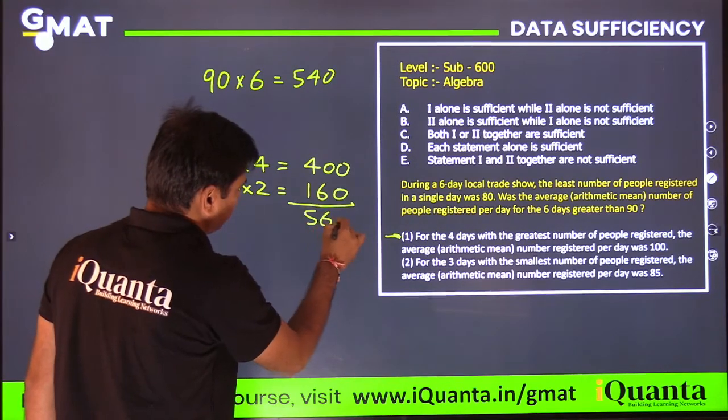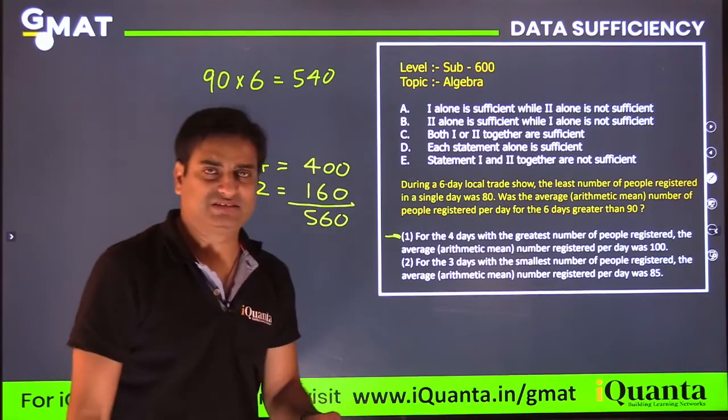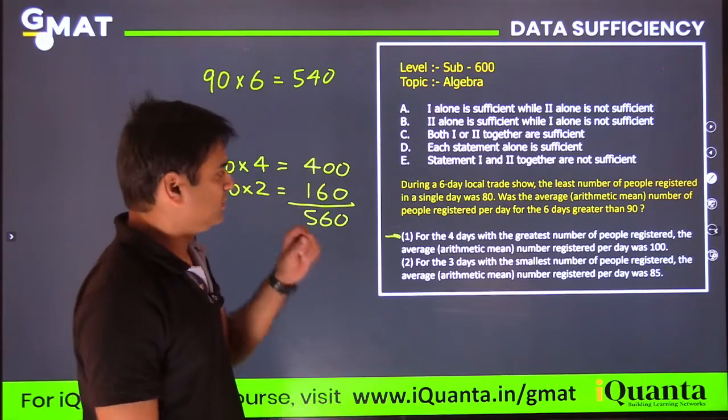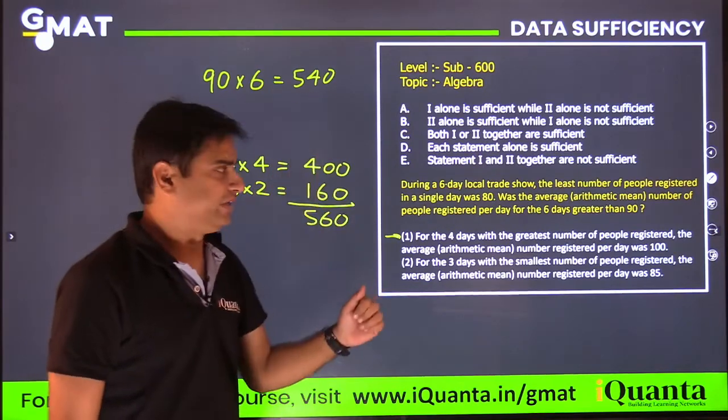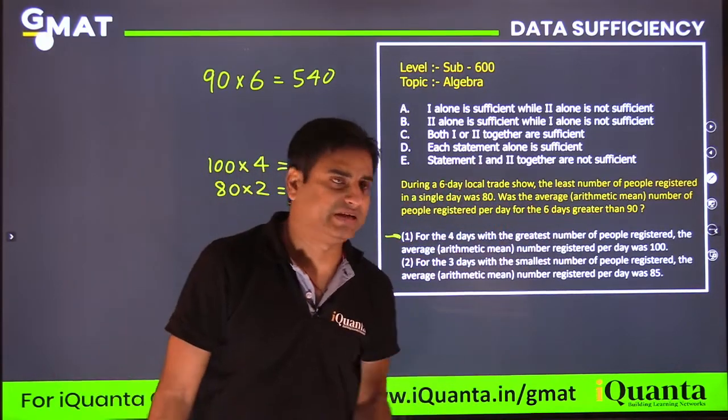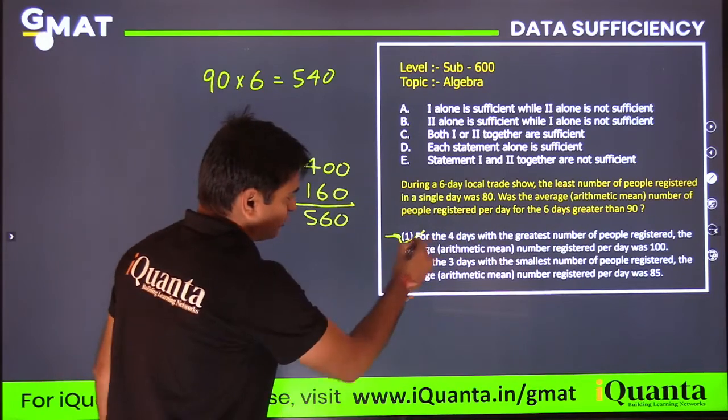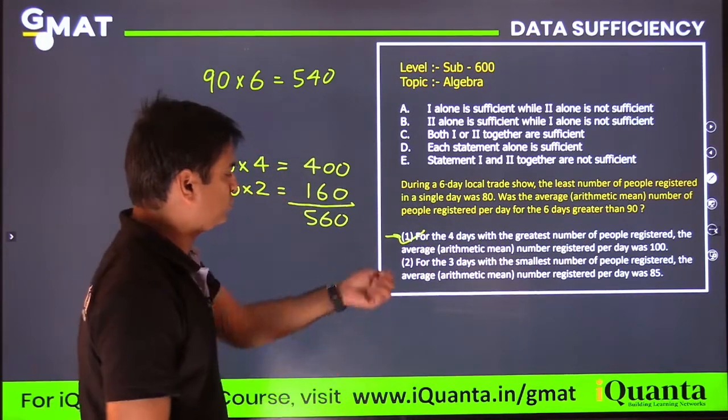That means according to the first statement we can say that yes, the total number of people who joined the show was more than 540 and the average was more than 90. So we can get the answer from the first statement. Now moving to the second statement.